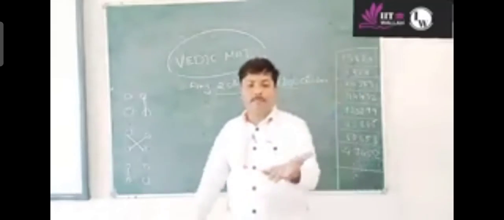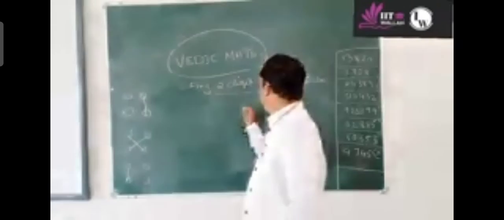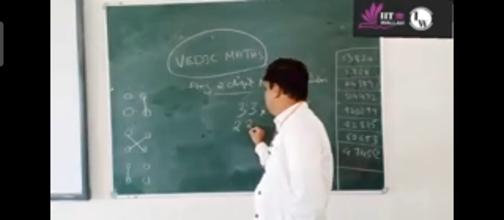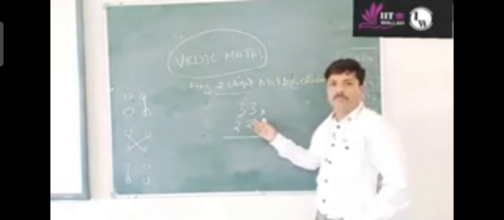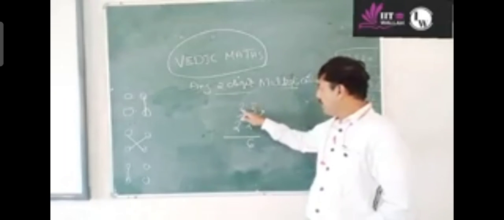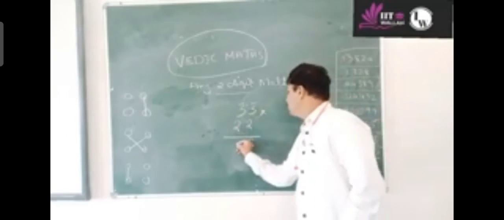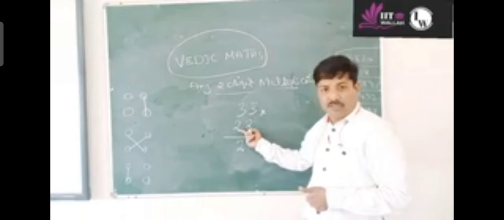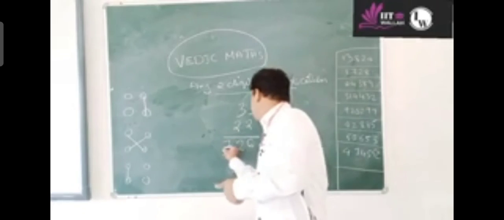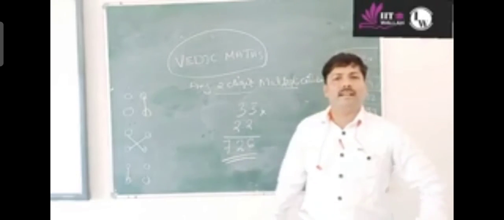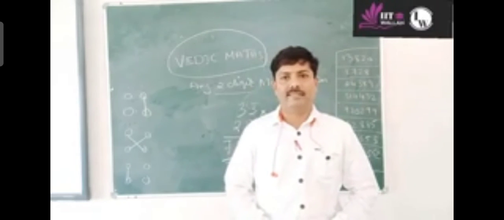Now give me one number please. 33. And another number, 22. Okay. Now the first step is 3 twos are 6. Now cross multiply, 6 plus 6, 12. Then 1 is carried. 3 twos are 6 plus 1, 7. 726. You got the answer very nicely. Right? Okay.